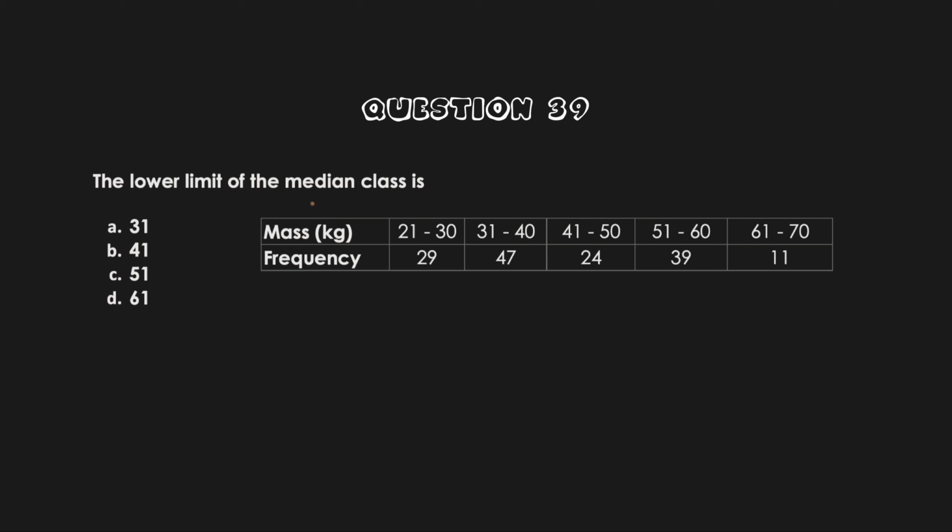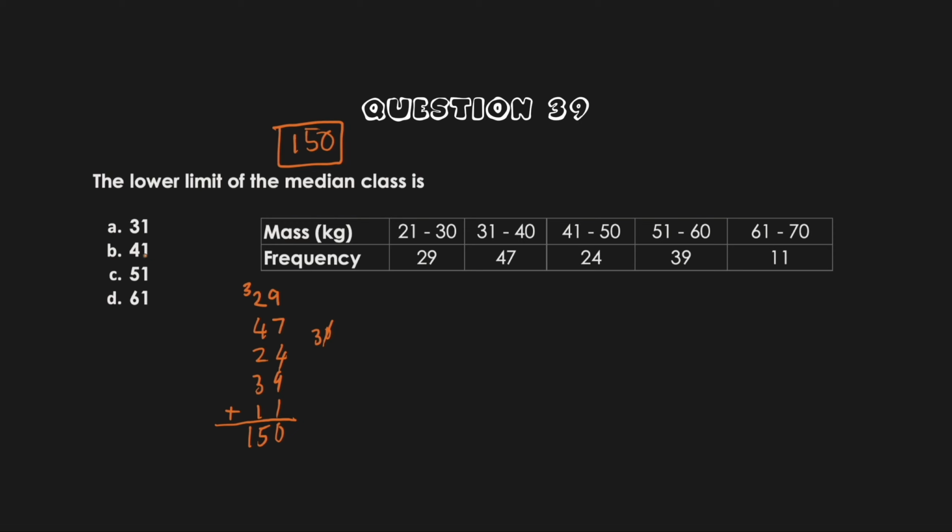So it says the lower limit of the median class is, so first of all, the median is like the value in the center of the data once we organize from lowest to highest. As you can see here, it's already organized from lowest to highest. We do not know the total frequency, so we need to figure that out first, figure out where the middle would lie. So let's start adding these up. So I'll have 29, 47, 24, 39, and 11. So if I add these up, I get 150. Total is 150.